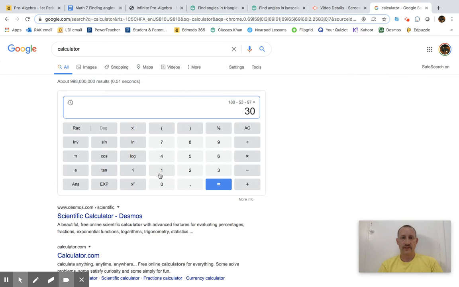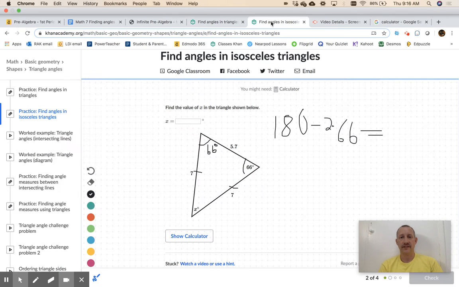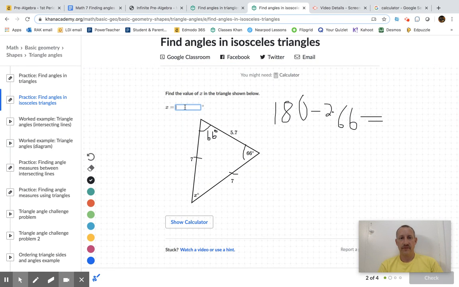So 180 minus 2 times 66. And it gives us 48. Remember, always multiply before you subtract. Orders of operation. But your calculator does that for you, actually. So this is 48.